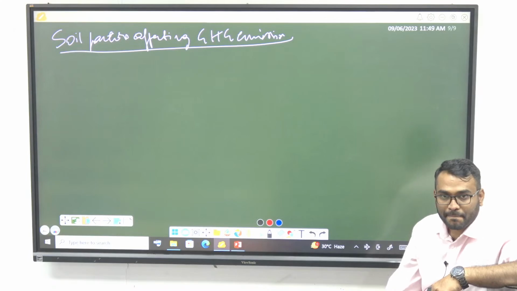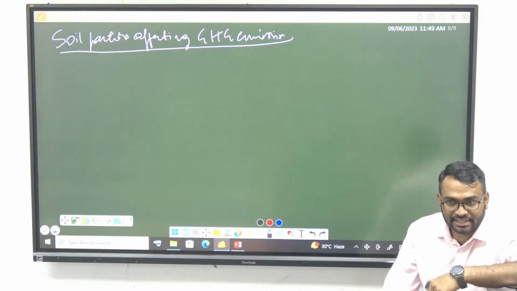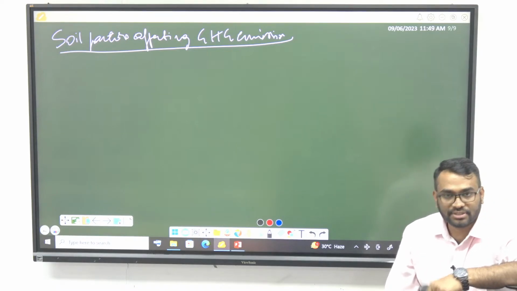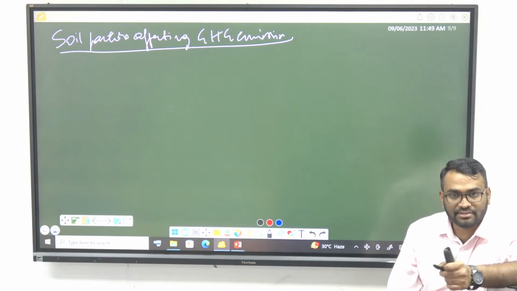Then, for example, tillage. See here, what you can do is that the factors can be categorized into these: one is anthropogenic factors, one is natural factors.